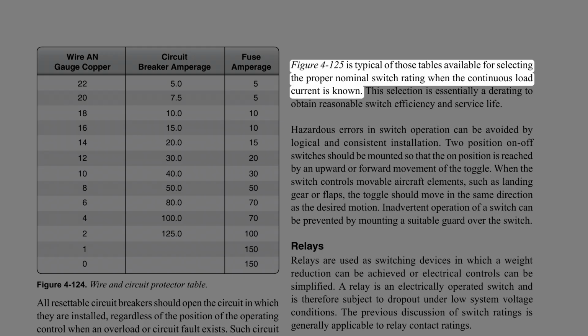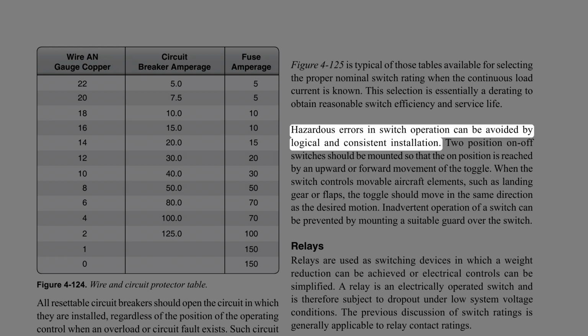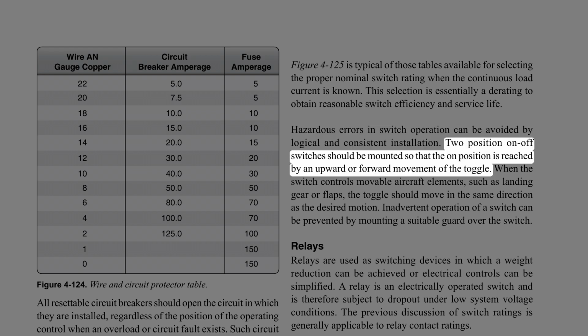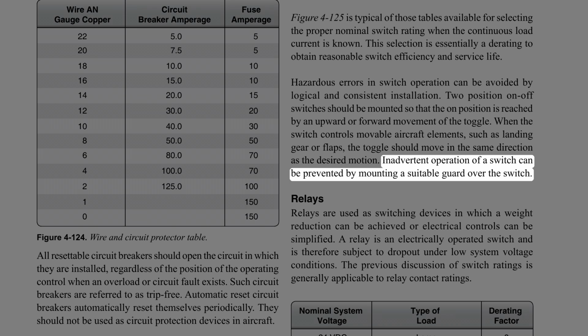Figure 4-125 is typical of those tables available for selecting the proper nominal switch rating when the continuous load current is known. This selection is essentially a derating to obtain reasonable switch efficiency and service life. Hazardous errors in switch operation can be avoided by logical and consistent installation. Two-position on-off switches should be mounted so that the on position is reached by an upward or forward movement of the toggle. When the switch controls movable aircraft elements, such as landing gear or flaps, the toggle should move in the same direction as the desired motion. Inadvertent operation of a switch can be prevented by mounting a suitable guard over the switch.